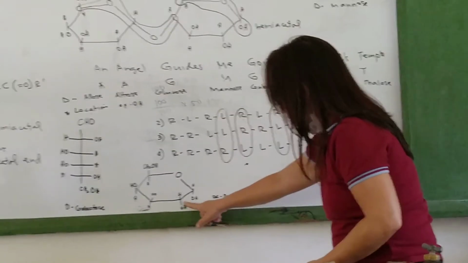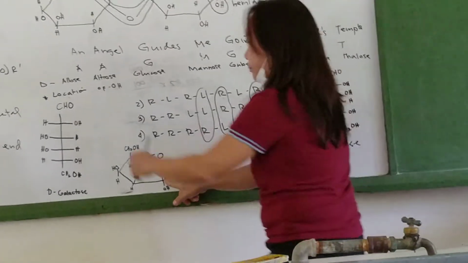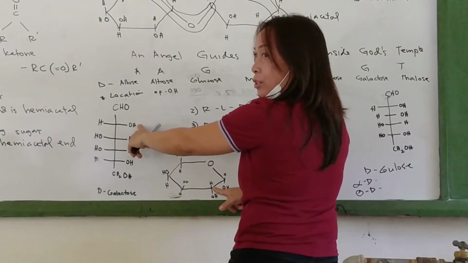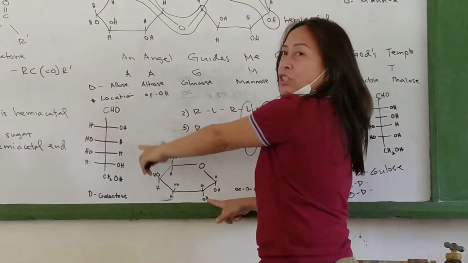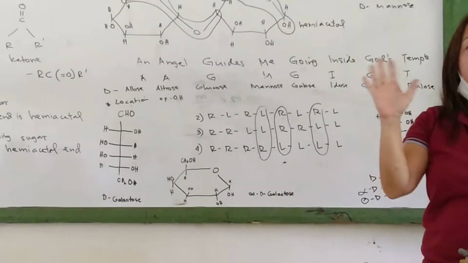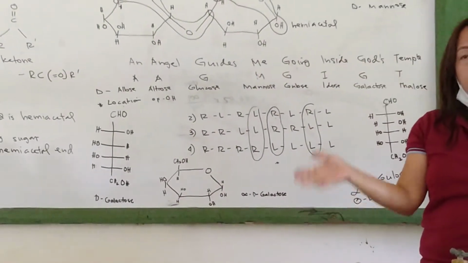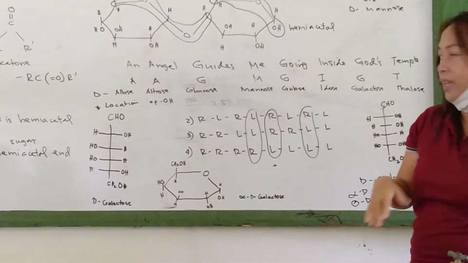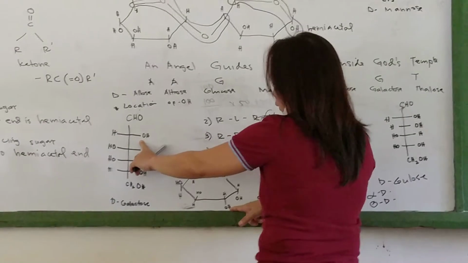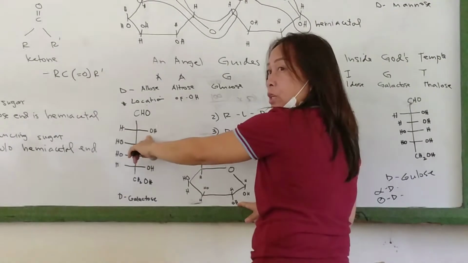And then, on the second carbon, if the OH is on the right, it goes down. It's down. If you're on the right, you have to be humble. You have to be down. Okay? So, OH is on the right, so it has to be down on the Haworth projection.